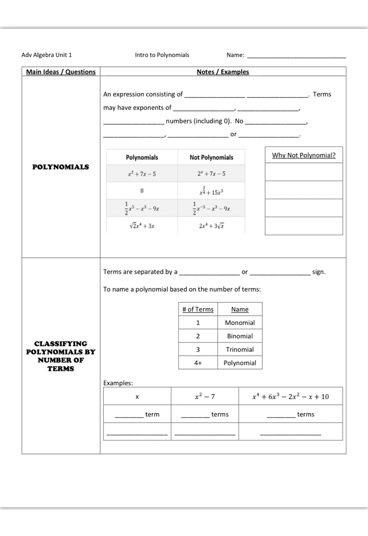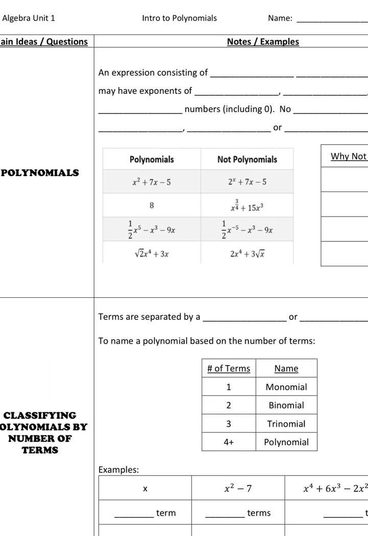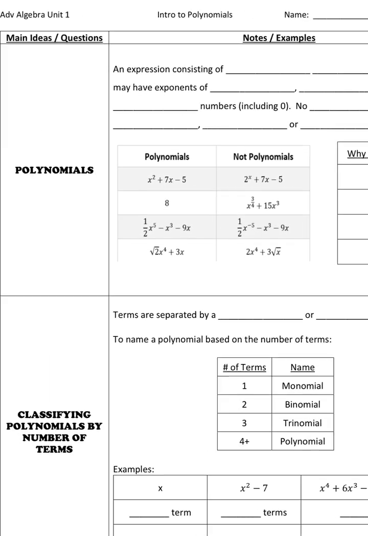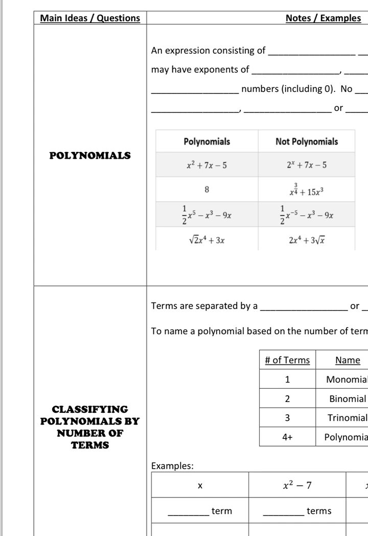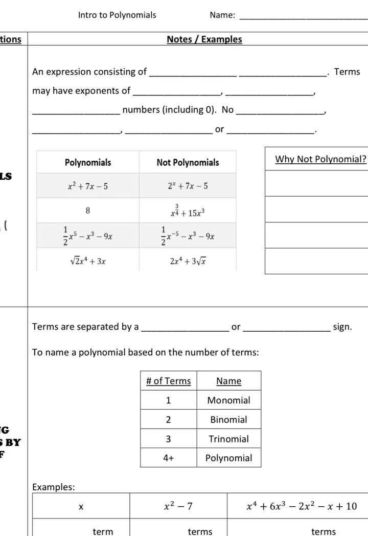Hey guys, today we're going to talk about what are called polynomials. So a polynomial, remember, poly means many or more than one. A polynomial is an expression consisting of many terms.